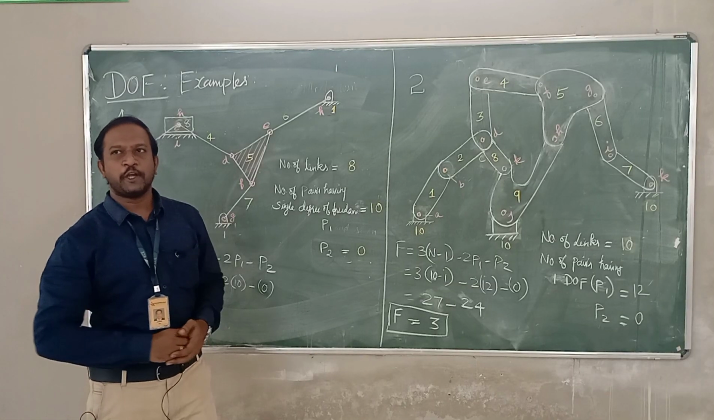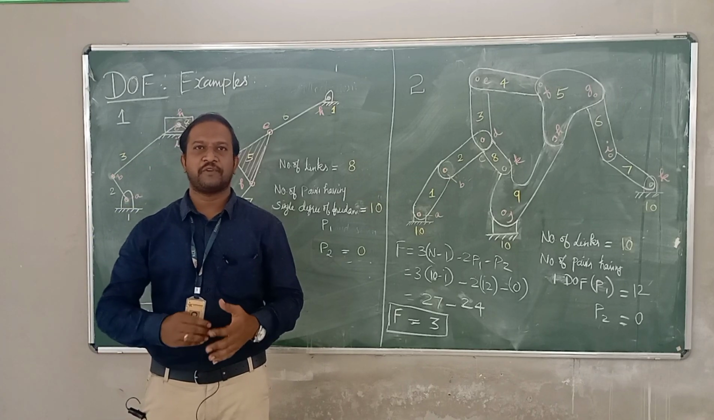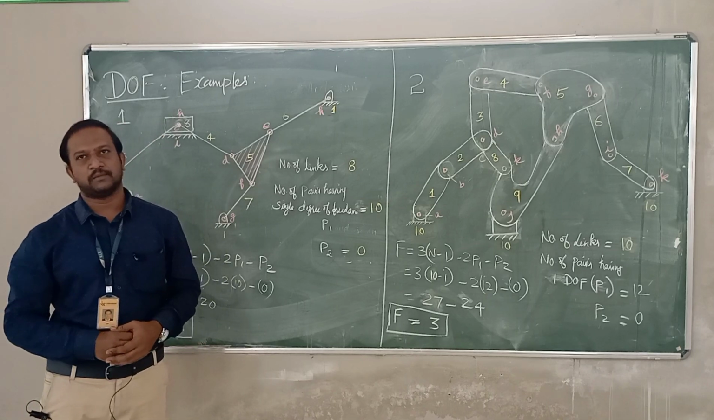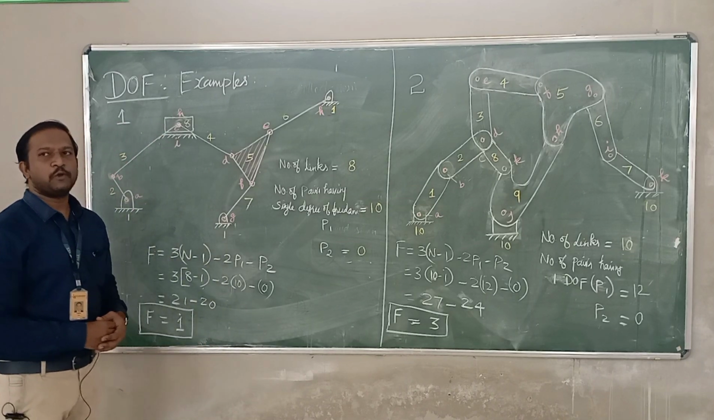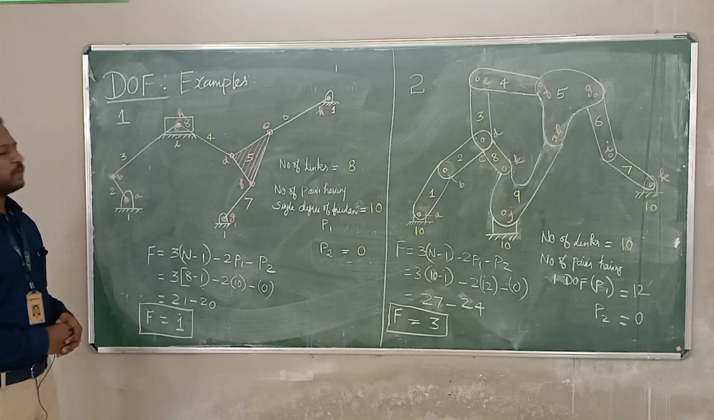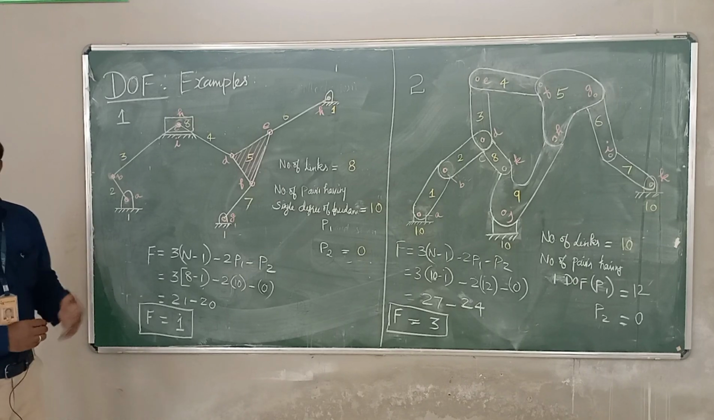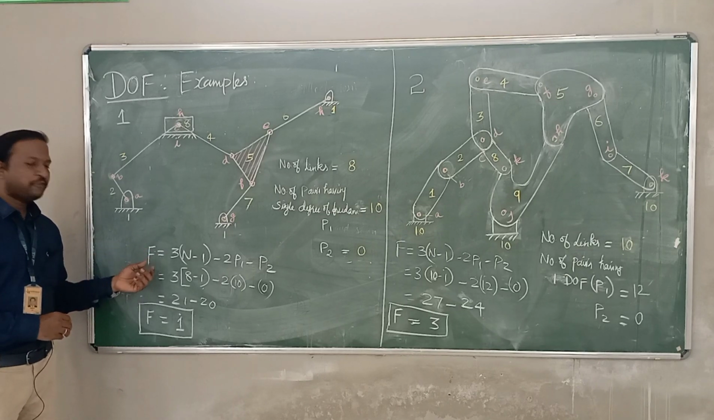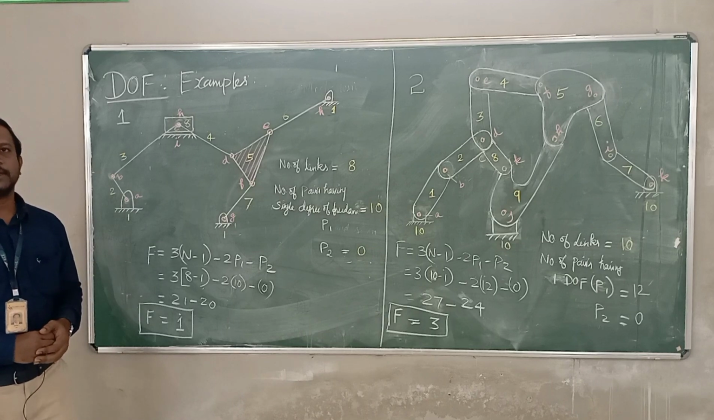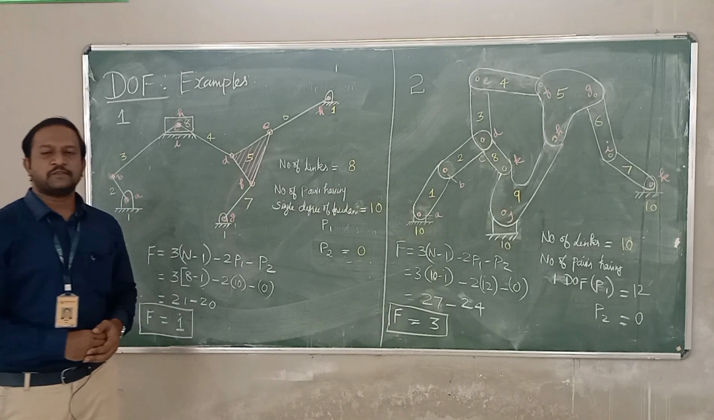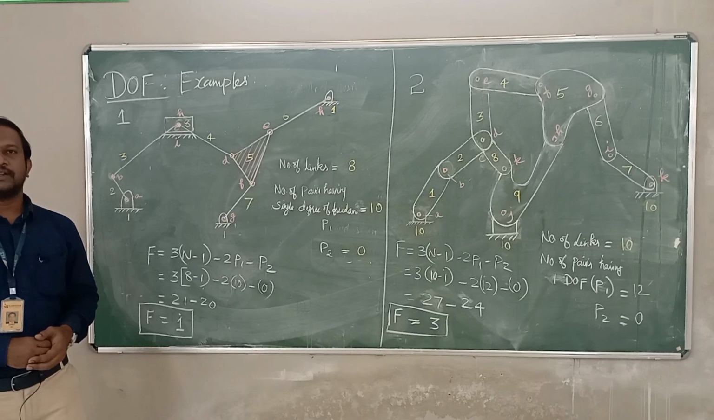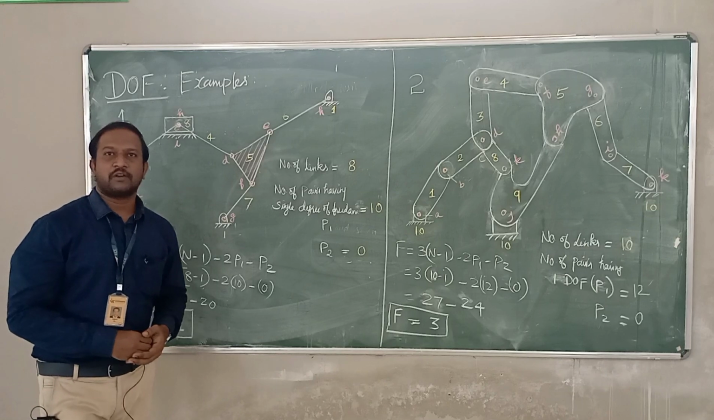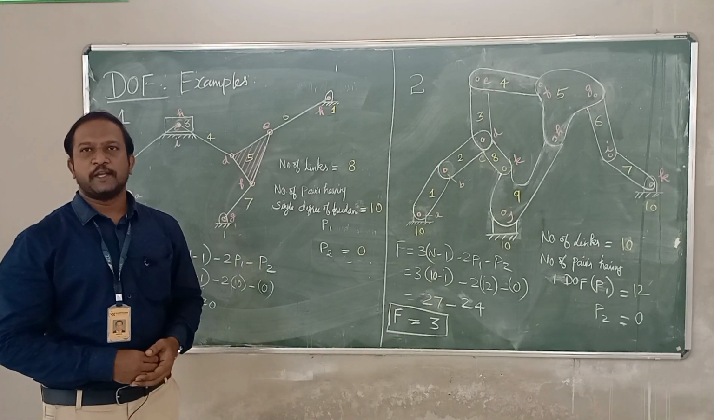In this video, we're going to see a few mechanisms and how to find their degrees of freedom. All the mechanisms I showcase here are planar mechanisms. Let me show how we're going to find the degrees of freedom for such mechanisms. Remember the expression discussed in the previous video: F equals 3(n minus 1) minus 2p1 minus p2, where n stands for the number of links, p1 stands for the number of lower pairs having a single degree of freedom, and p2 stands for the number of lower pairs having two degrees of freedom.